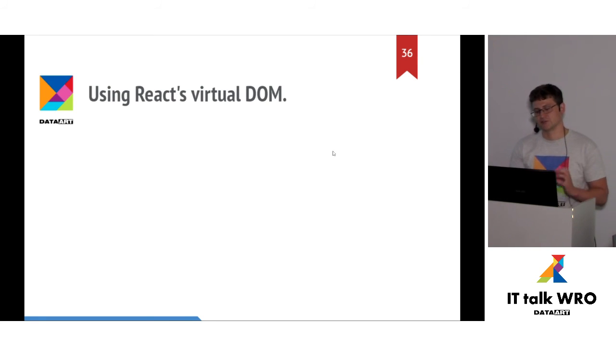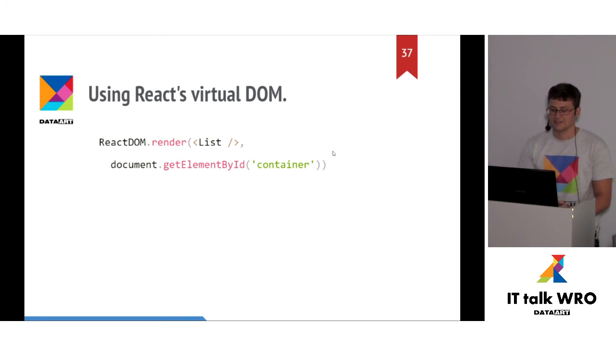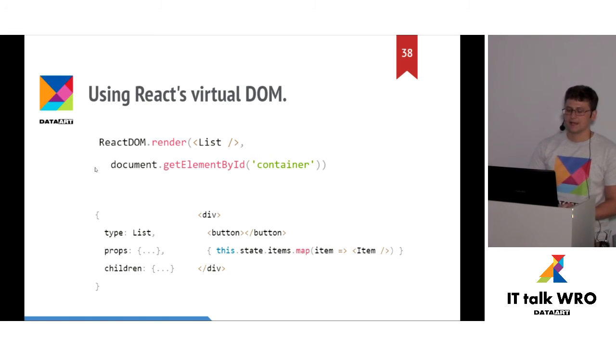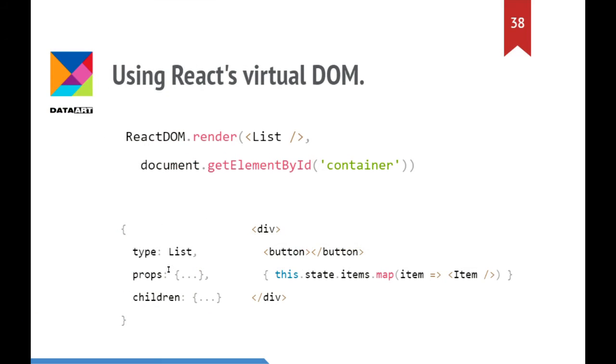Okay, so we are coming to using React's virtual DOM. Let's have a look at this example. It's going to be an example of initial rendering of the component. So we've specified the component we want to render inside of the ReactDOM.render function. We also specified the container where our application will be rendered. And under the hood, React will create a React element. This is just a JavaScript object, which has keys like type, which is going to be a React component, some properties which are passed to this component, and children, elements which are inside of this component.